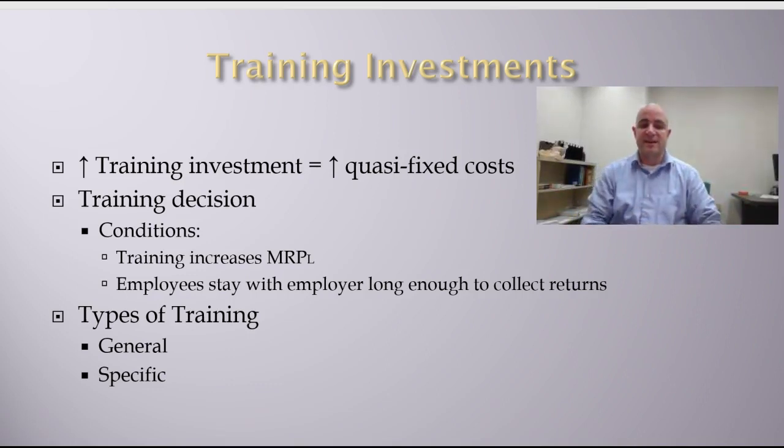Now, specific training can only be used in the training employer's business. For example, if you go to work for a company and they have software that only they are using, then training you in that is not going to make you productive anywhere else because it's specific to that job. Specific training is good because it makes the worker more productive, but only to that firm. To an outside firm, they're no more productive.